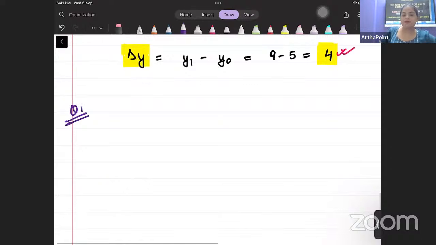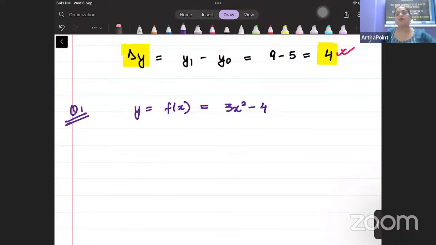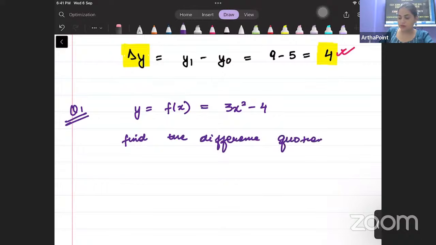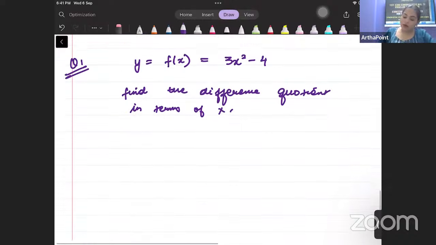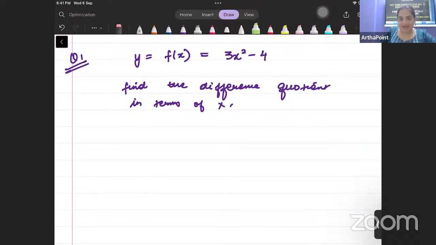So question number 1. Beta, you are given y is a function of x and y is nothing but 3x square minus 4. And I'm asking you find the difference quotient in terms of x. आपको difference quotient निकालना है in terms of x. Okay बेटा, let's start. तो हम क्या कर सकते हैं? पहले हम x की जगह पे x naught put कर सकते हैं. Instead of x, I can put x naught.